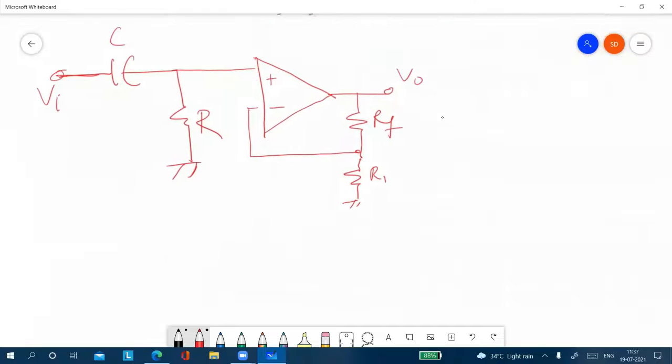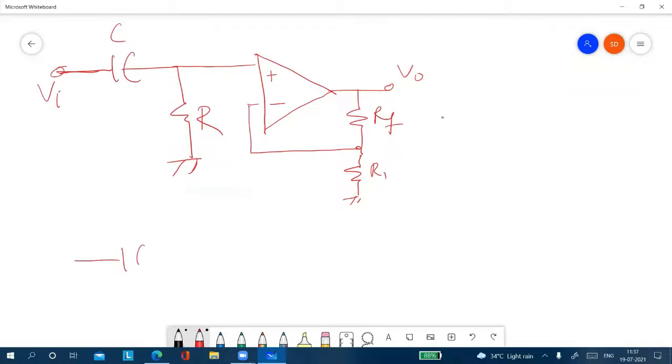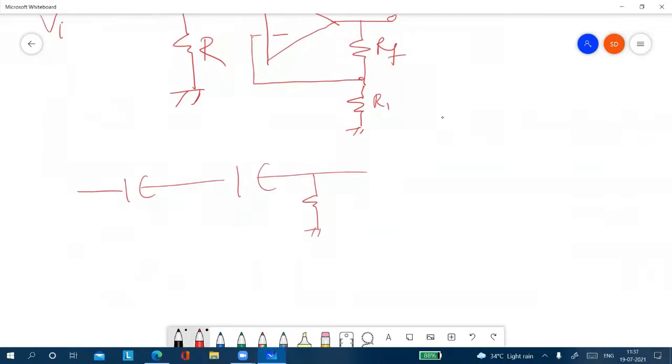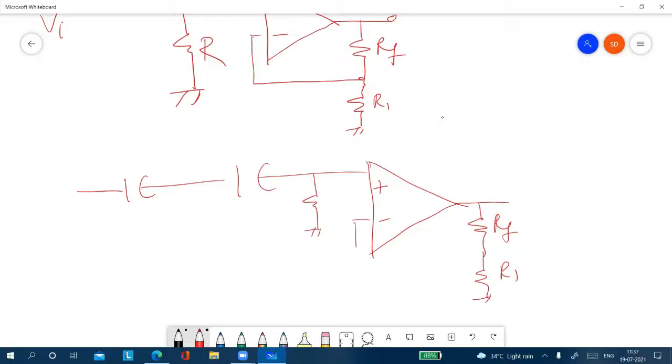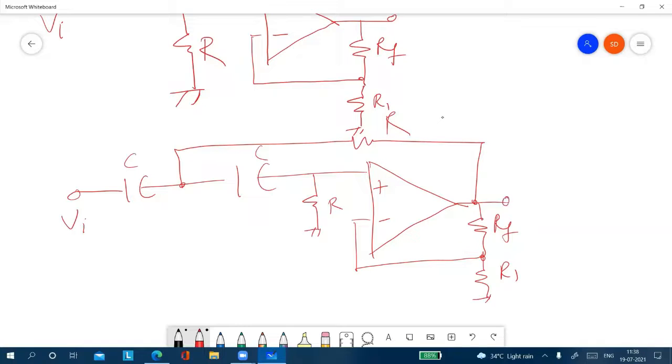If we have a second order high pass filter, in that case, first a capacitor, then another capacitor, then our resistance here, then the op amp, plus minus. Here we have RF, R1. Now this is C, R, and the R here will connect to the output. This is the input and this is the output. Just swap the position of capacitance and resistance to convert a low pass filter into a high pass filter.